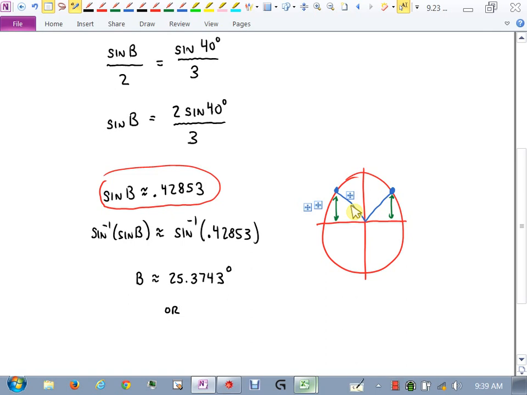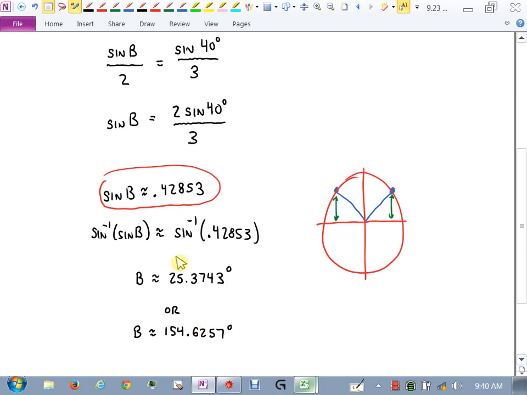No? Does anyone have any questions on how we're going to get this other possibility for B? No? Okay, so do 180 minus that 25.3743, and you get 154. So B could also be approximately 154.6257 degrees. And I'm taking it out more decimal places than you would need to. You could just go like 1 or 2 decimals and I'm okay. All right, so B could be 2 angles, right?